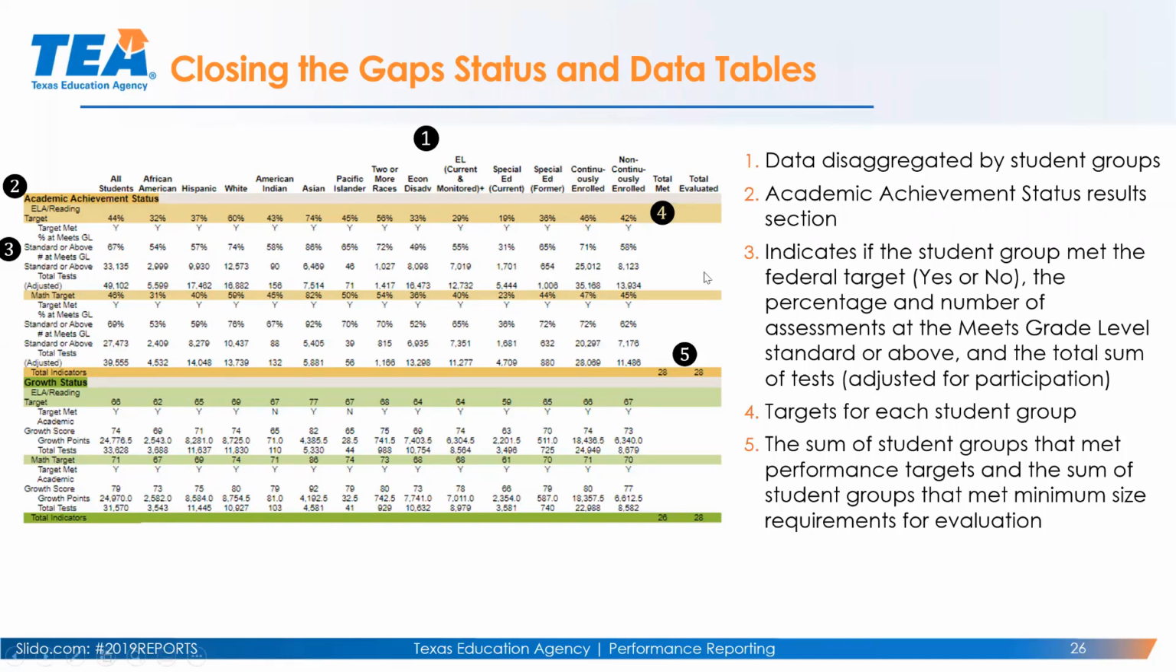Section 4 shows me my total count of student groups that met their target. So I just count up my yeses and nos. If I count up all of these, I have 28 that met their target.